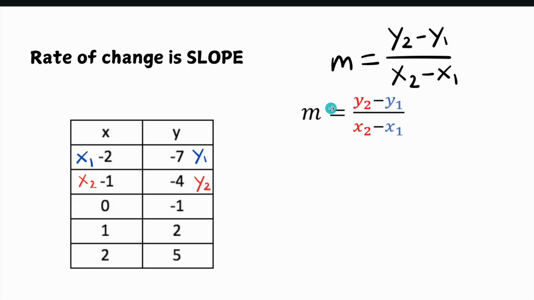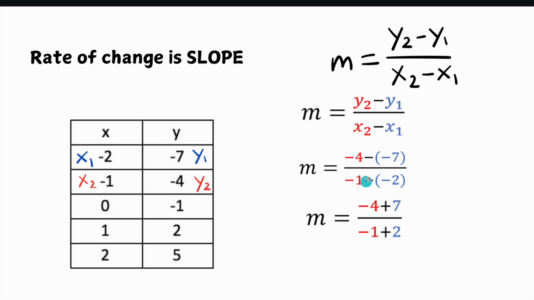So remembering our formula, slope equals y2 minus y1 over x2 minus x1, I can use my numbers. Negative 4 is my y2 minus negative 7, which is my y1. Then I have negative 1, which is my x2, minus negative 2, which is my x1. So here, I see that I have double negatives on the top and on the bottom of my fraction. So that will change. 2 negatives equals a positive. So now, what I have to do is negative 4 plus 7 over negative 1 plus 2.